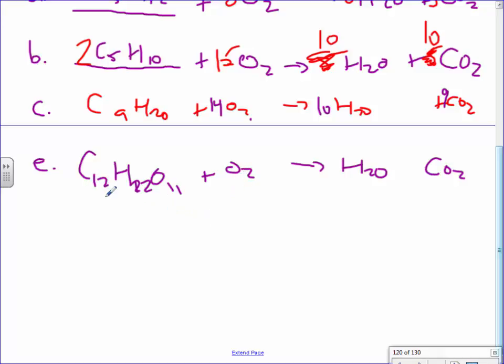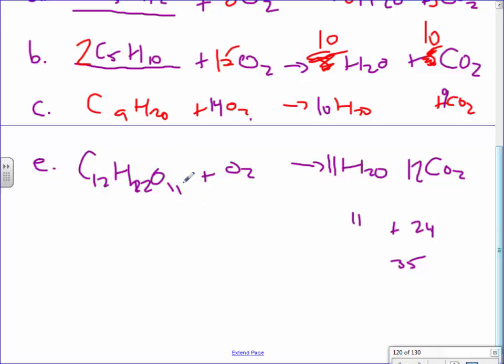So if we have 12 carbons, well, then let's put a 12 in front of the carbon dioxide. Okay, solves that problem. And if we have 22 hydrogens, there's 2 of them over here. 22 from 2 means you need 11. Still good? Okay, now in terms of oxygen, there's 11 right here, 11 oxygens on this one. And then there's 12 times 2 over here, which is 24, giving us a grand total of 35 oxygens over here. Which means this side over here better have 35 as well.